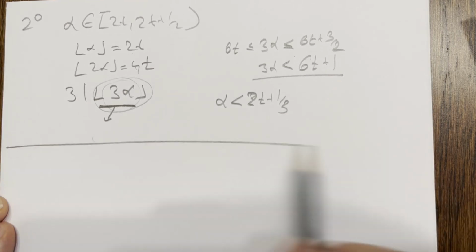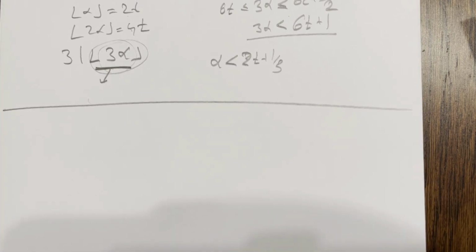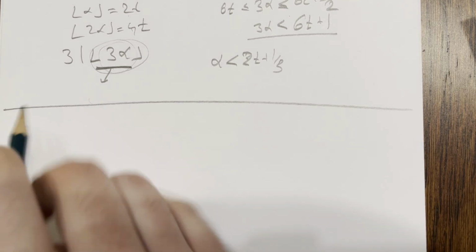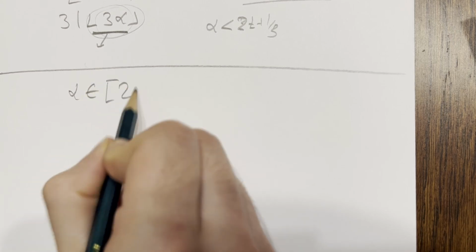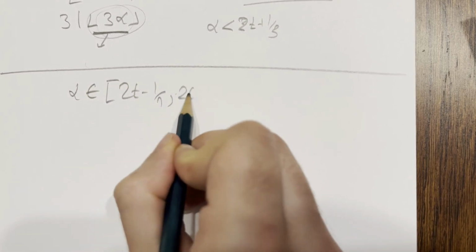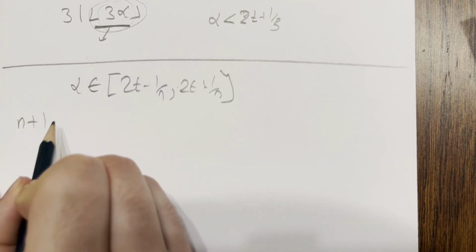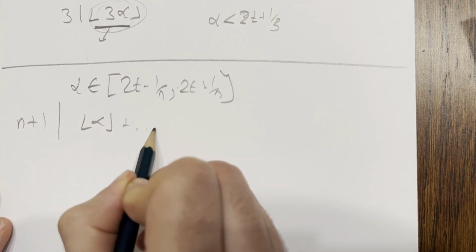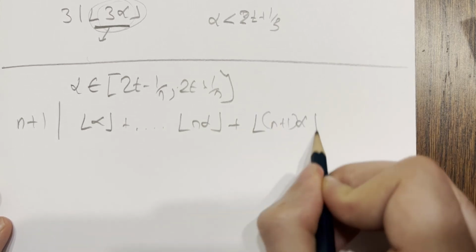And what is the solution to the problem? Well, we solve this problem basically inductively now. 3 gives us this idea, 2 gave us some work, and then with wishful thinking we found a solution, and now we say, okay, let us finish this up. So let's do this inductively. Let's say the inductive case is that alpha is between 2t minus 1 over n and 2t plus 1 over n. Now we're going to prove that n plus 1 must divide the floor of alpha plus all the way till the floor of n alpha plus the floor of n plus 1 alpha.